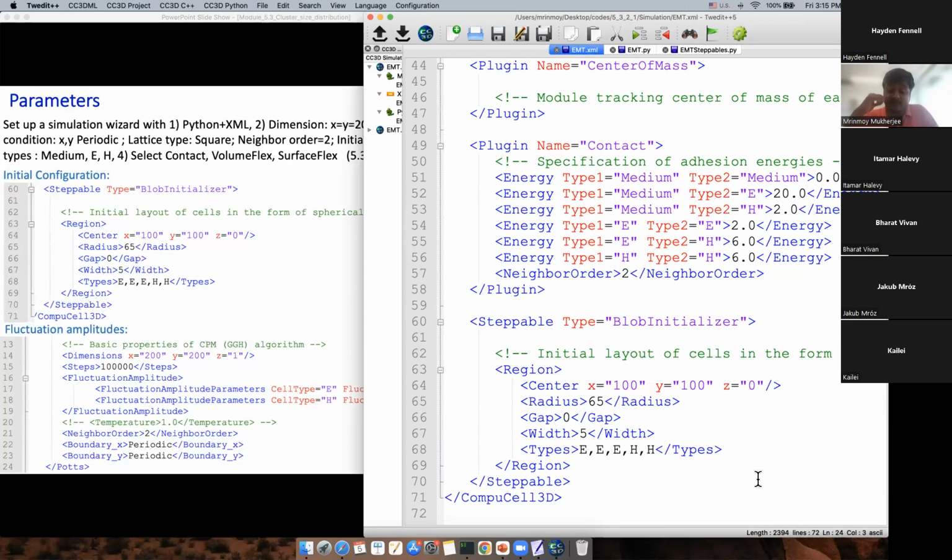And as we have mentioned, we have to choose 60% epithelial cells and 40% hybrid cells. There is a way to do that. Either you can do that in the Python file, or there is an easier way to do it here. As 60 is to 40, that means 3 is to 2. You can write 3 times E and 2 times H here. So it will randomly choose in the tumor 60% epithelial cells and 40% hybrid cells.